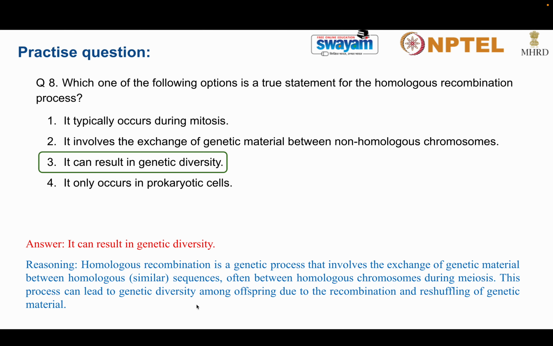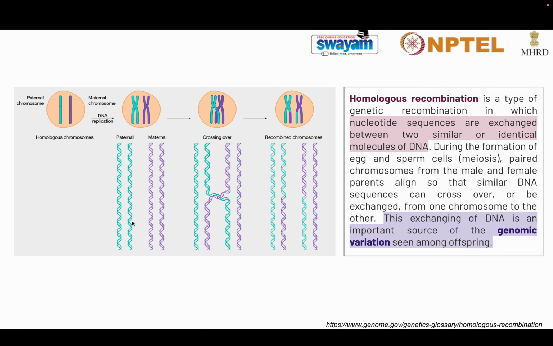And this process can lead to genetic diversity among the offsprings due to the recombination or reshuffling of the genetic material. So here I have provided you the brief picture. In this you can see that this is the paternal chromosome, this is the maternal chromosome, these are the homologous chromosomes. And then after the round of DNA replication, these chromosomes will be replicated. There will be two copies of each chromatid that is present. Now the crossing over will happen during the meiosis, and at last recombined chromosomes will be obtained.